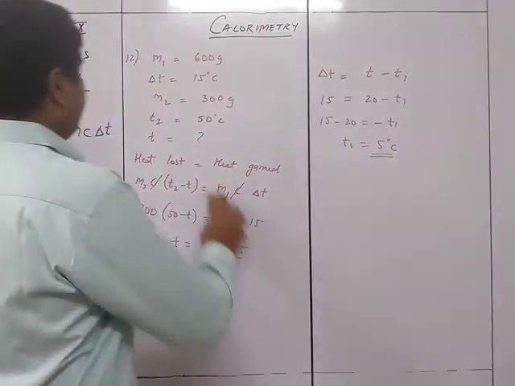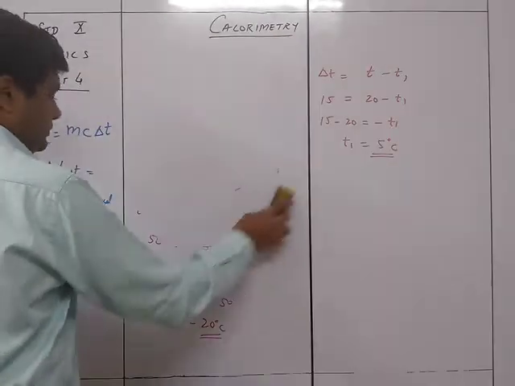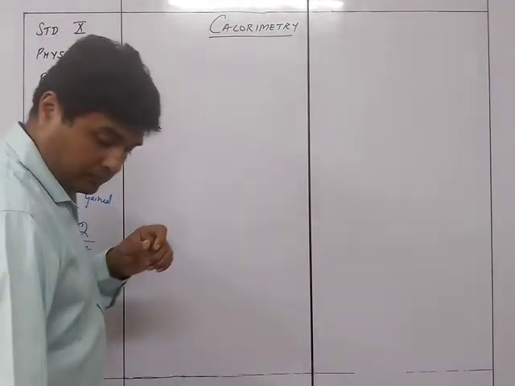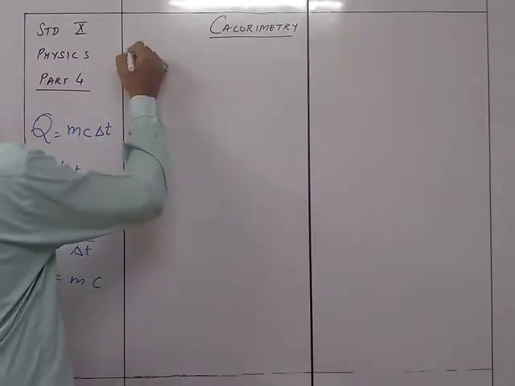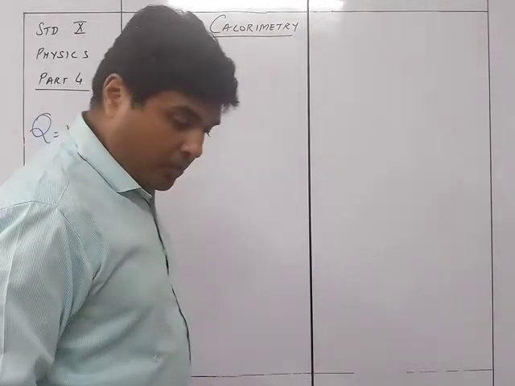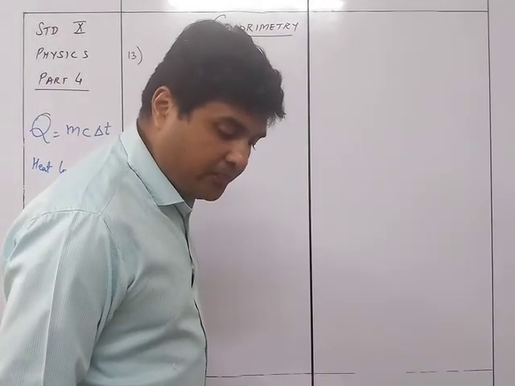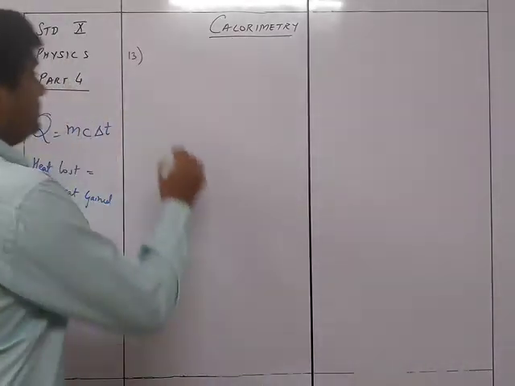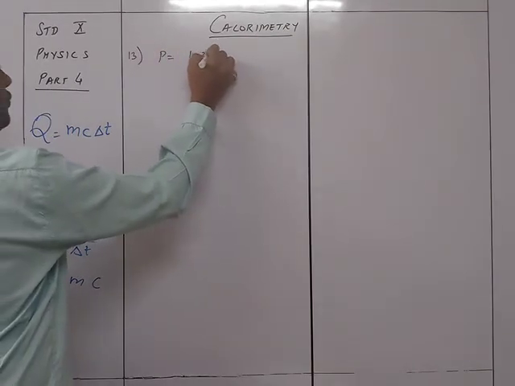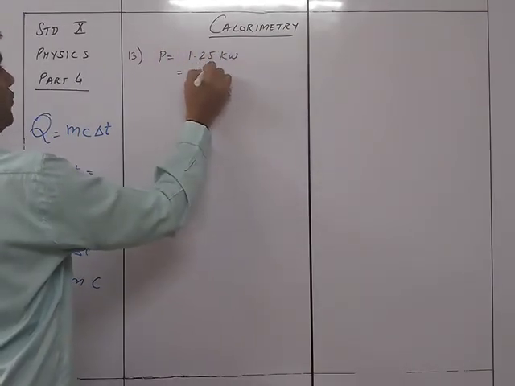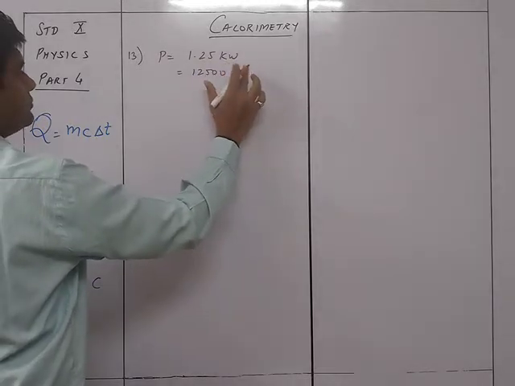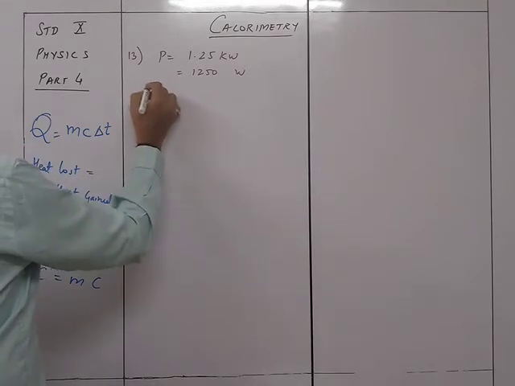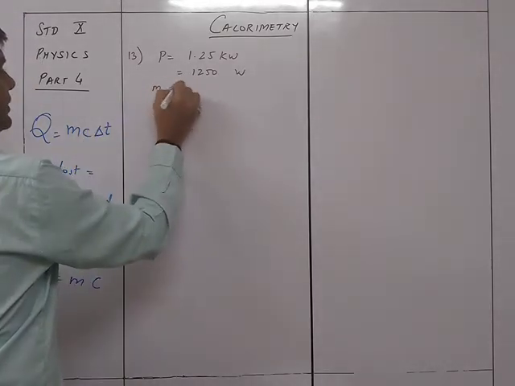Let's see the next sum, the 13th sum. Sum number 13. 1 kg of water is contained in a 1.25 kW kettle. So power is equal to 1.25 kW, which is equal to 1250 W. The mass of the water is 1 kg.